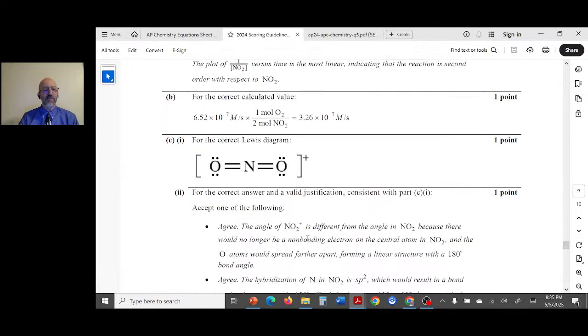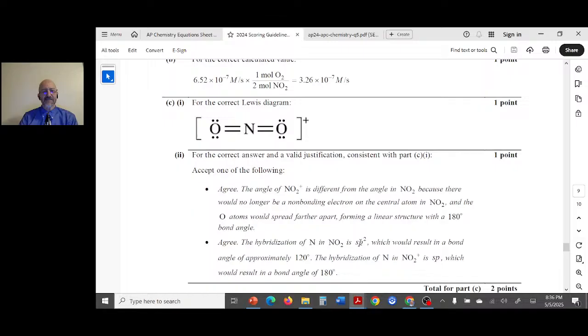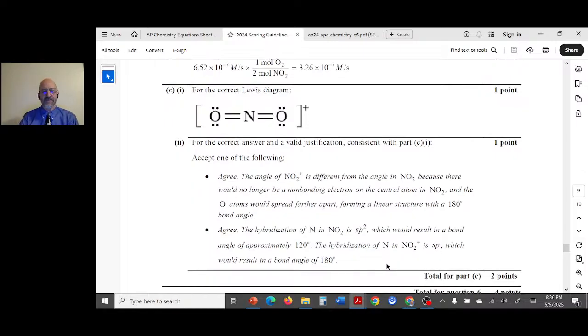The angle is different because there would no longer be a non-bonding electron on the central atom. So you change it from something that's bent to something that's 180. Or, there it is, sp2 versus sp. Bond angle would be different.